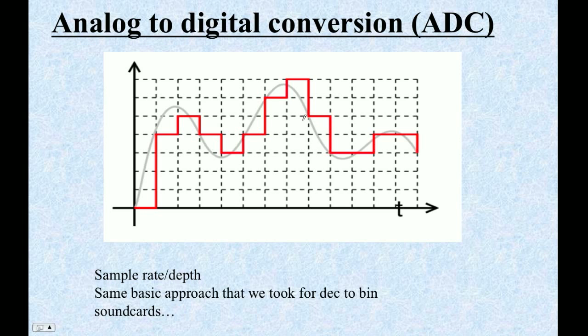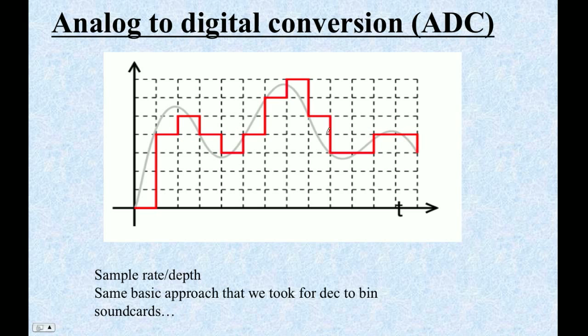So let's just talk about analog to digital conversion. This is ADC, and this is something that actually takes several clock cycles. It's on the order of the number of bits that you have. But if you look at this, the gray line there is an analog signal, right? That's the actual signal. The red line is a crappy digital representation of it.